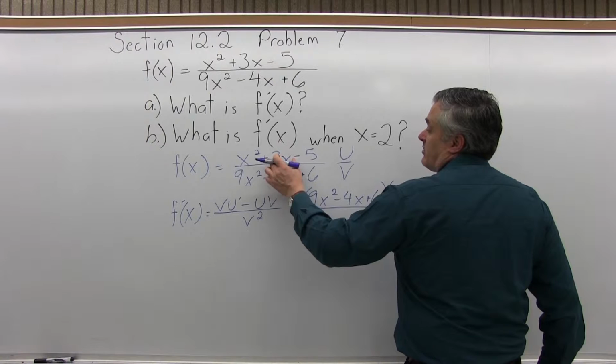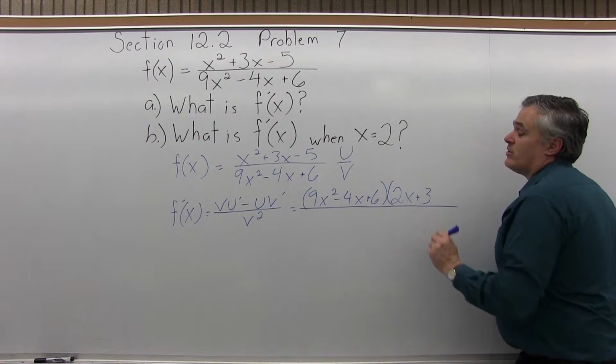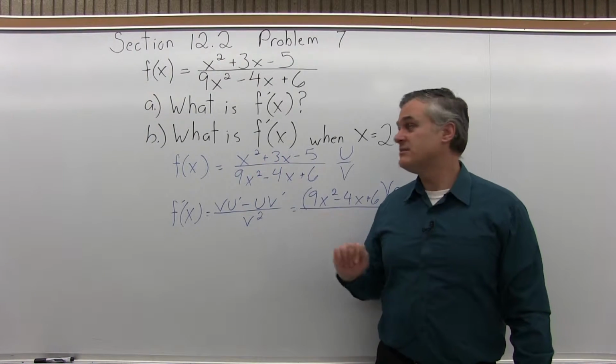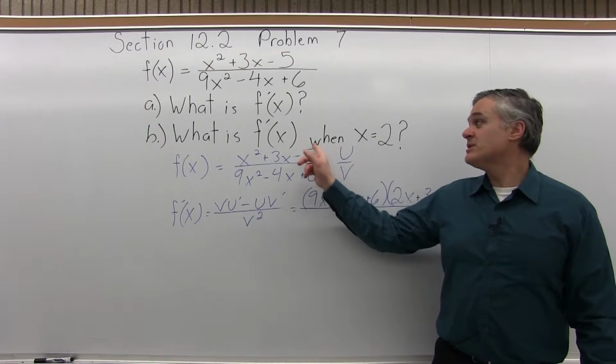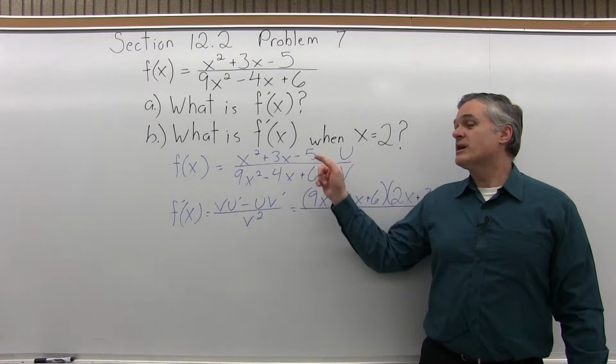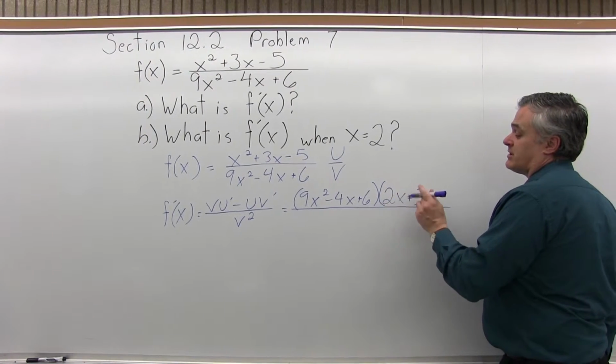The next piece of my numerator is 3x. The derivative of 3x is just simply 3. Again, when you have an x to the first power, its derivative is whatever number is in front of the x. The last piece of the numerator that we have to take the derivative of is the negative 5. Since it has no x, its derivative is 0. So I'm really done with the u prime at 2x plus 3.